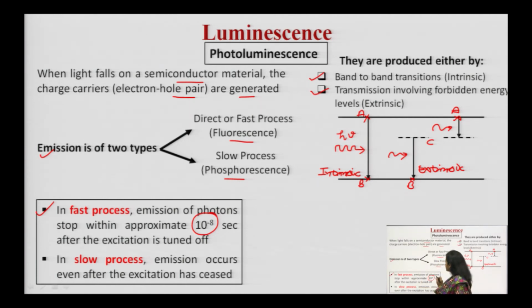So, in the fast process it remains only that long, while in the case of the slow process, emission occurs even after the excitation has ceased. Even if the excitation has stopped, the emission is still occurring. That is the slow process. So, I hope these two types of emission are now clear to you.